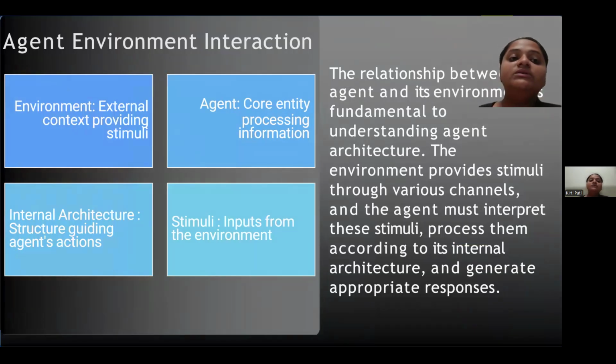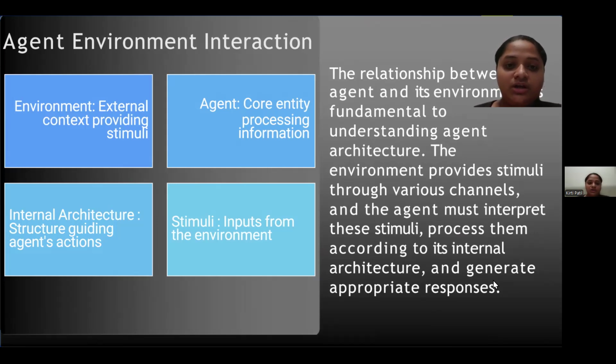Next is, how is the agent-environment interaction? The relationship between an agent and its environment is fundamental to understanding agent architecture. The environment provides stimuli through various channels, and the agent must interpret these stimuli, process them according to its internal architecture, and generate appropriate responses.